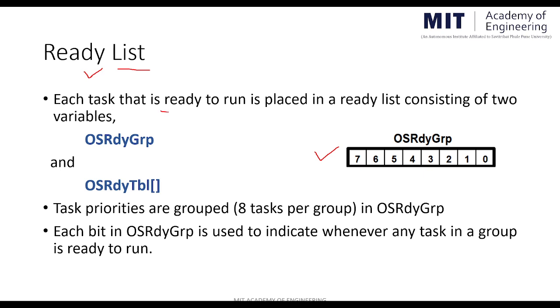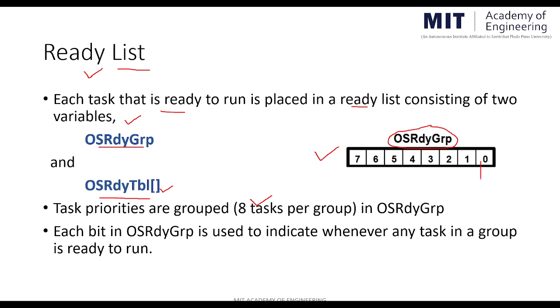Each task that is ready to run is placed in a ready list consisting of two variables. There are two important variables in the ready list, that is OSRdyGrp and OSRdyTbl. This is the array. Task priorities are grouped 8 tasks per group. So 8 groups are made in the OS ready group. That's why this variable or this bitmap is known as OSRdyGrp.